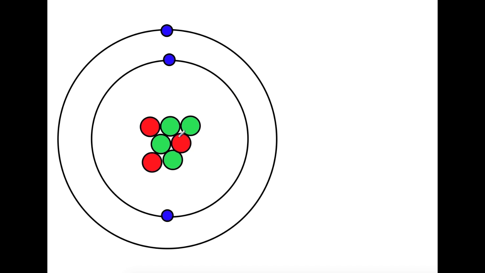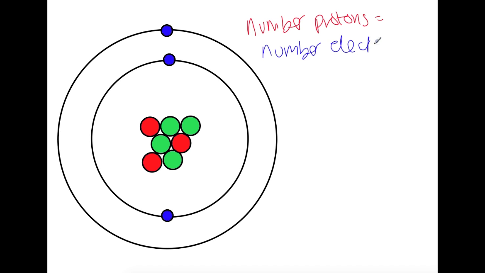You'll notice that the number of red protons is the same as the number of blue electrons. This is because of their charge. So your number of protons will always equal your number of electrons for a neutral atom. Protons are positive and electrons are negative. Neutrons have no charge, they are neutral. They're there to help hold the nucleus together and stop the positive protons from repelling apart.